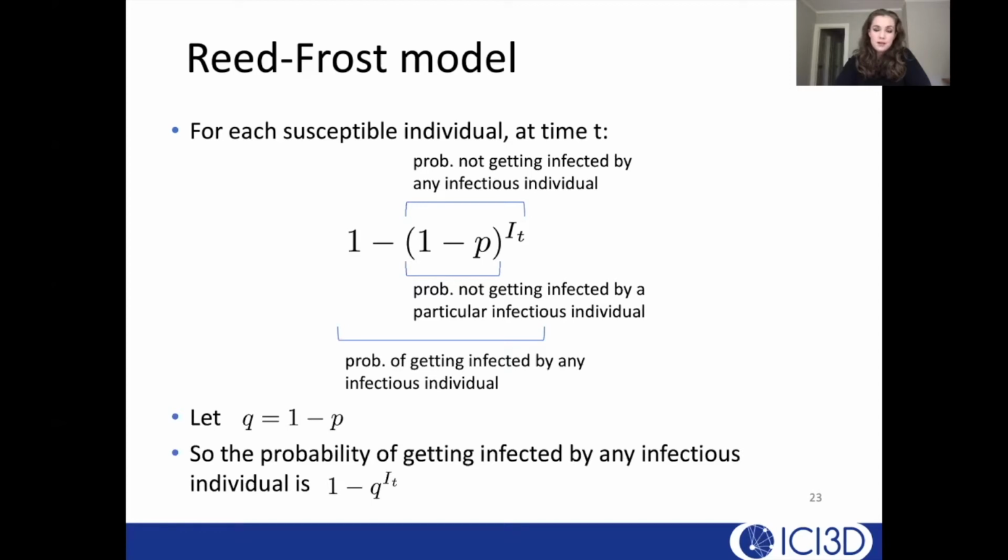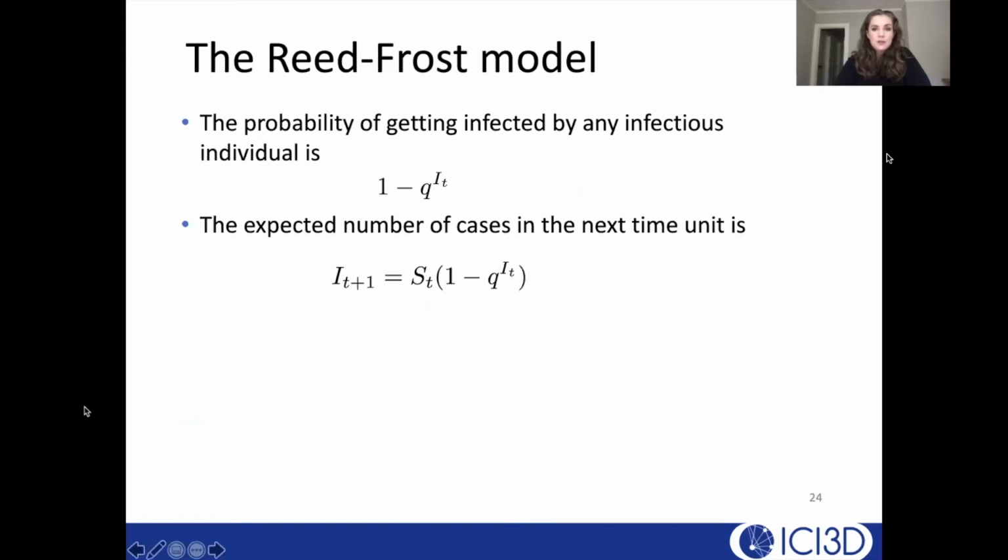For simplicity of notation, we're going to let Q equal 1 minus P, and then just subbing that in, we have that the probability of getting infected by any infectious individual is 1 minus Q to the I sub t. So that's what this says. And then we use that probability to find the expected number of cases in the next time unit. So the number of infectious individuals or cases at time t plus 1 is the current number of susceptibles times the probability of getting infected by any infectious individual.